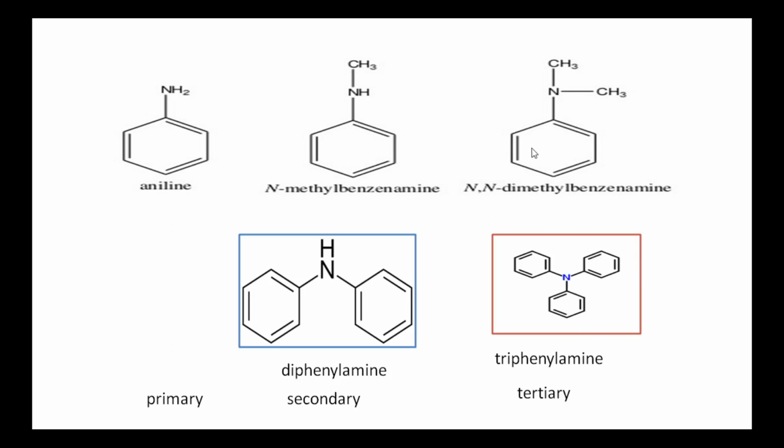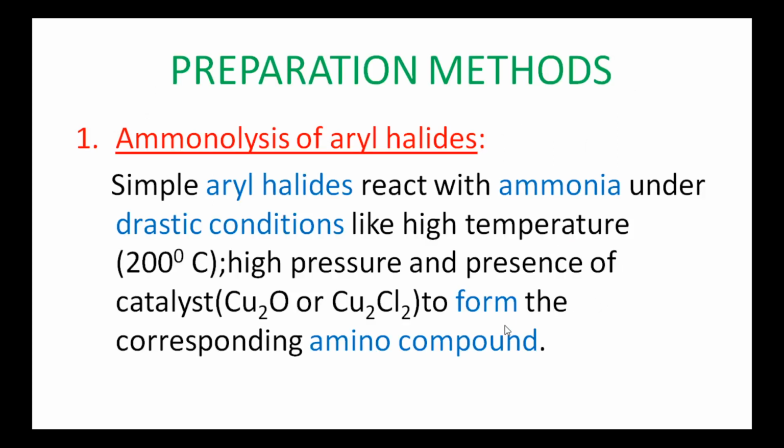So finally, in primary aromatic amines, one aromatic ring is attached to the nitrogen atom. In secondary aromatic amines, either one aromatic ring and one alkyl group, or two aromatic rings are attached. In tertiary aromatic amines, either one aromatic ring and two alkyl groups, or three aromatic rings are attached.